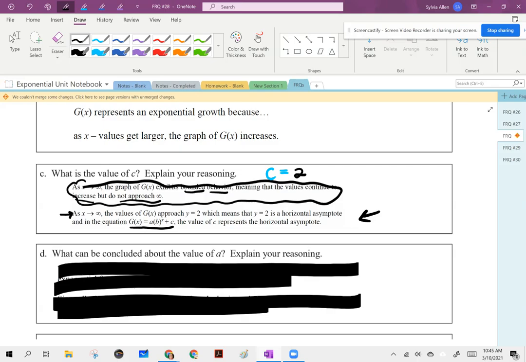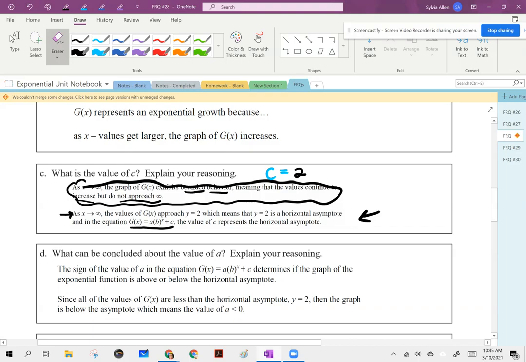All right, so hopefully you are able to answer A. Let's take a look at how we're going to explain our reasoning in this. All right, the sign of the value of a in this equation determines if the graph of the exponential function is above or below the horizontal asymptote. Since all of the g of x values are less than the horizontal asymptote of y equals 2, then the graph is below the asymptote, which means the value of a is less than 0.